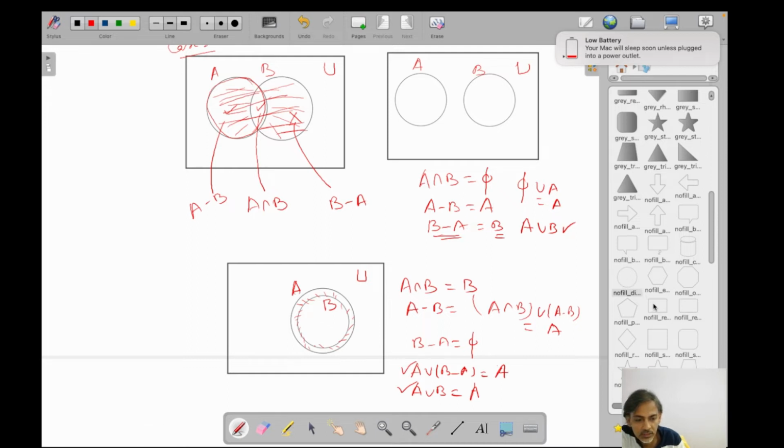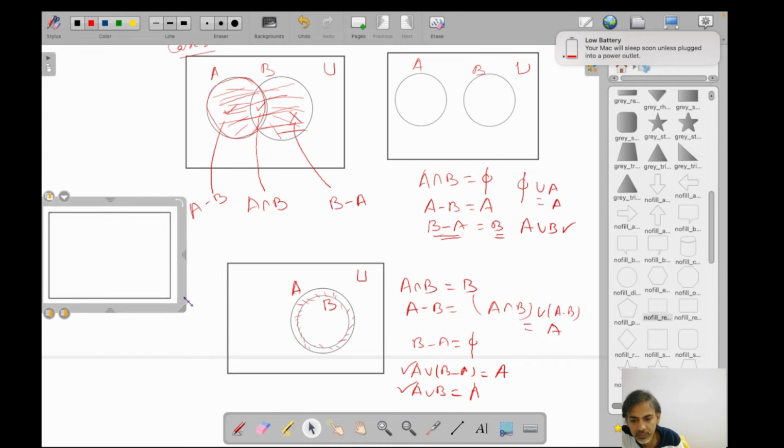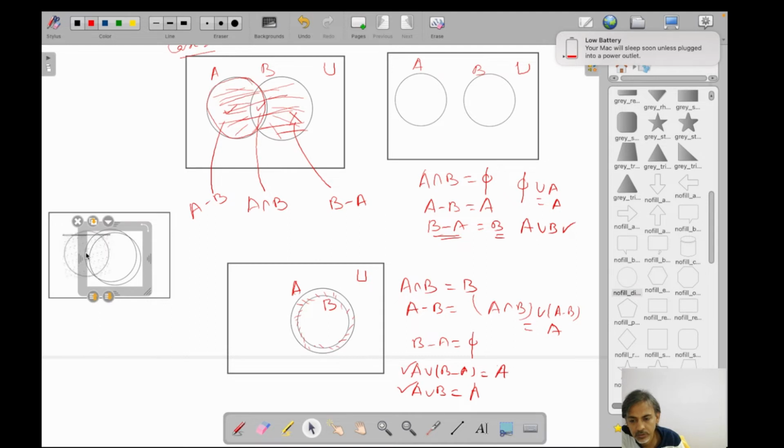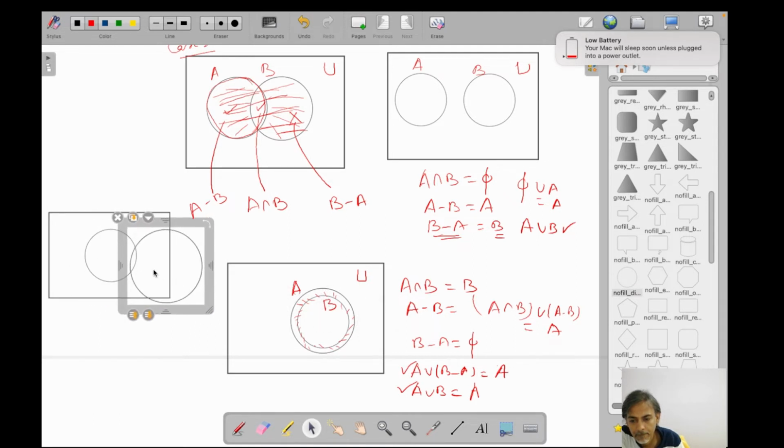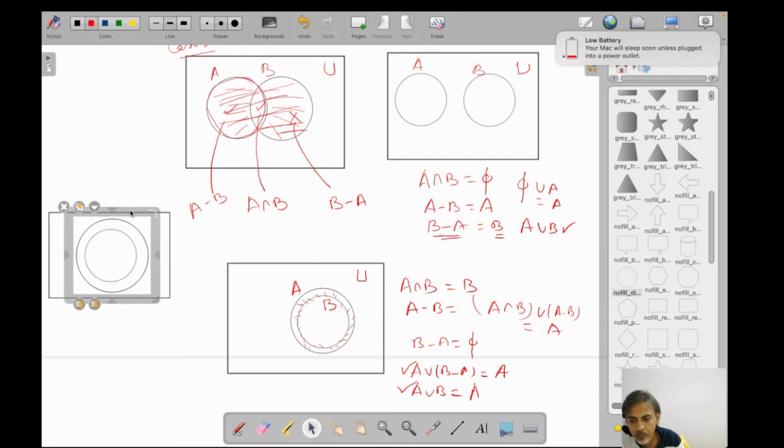Similarly, in the fourth example, what I can do is reverse it. I can say my A is smaller and B is bigger, as in A is my superset and B is my subset, right? So what I can do is, right, now I call my B this one and A this one, right?